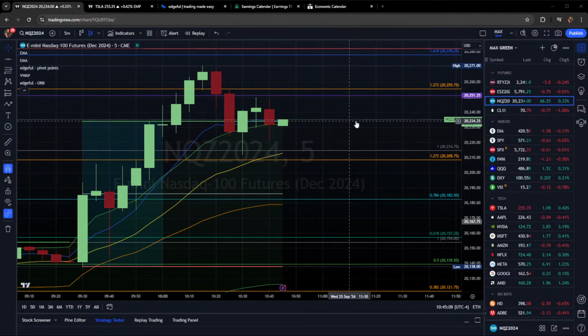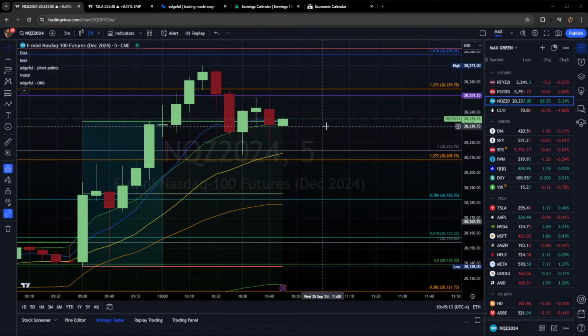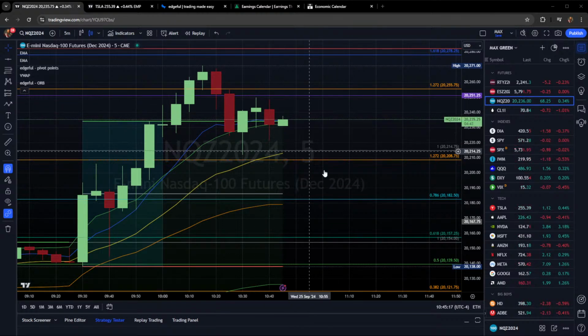We're back inside the orb. That's a decent sign, but you see these 5-minute candle closes are still pretty strong. All right, we'll see if this trade plays out. I'll keep running the stream until then.